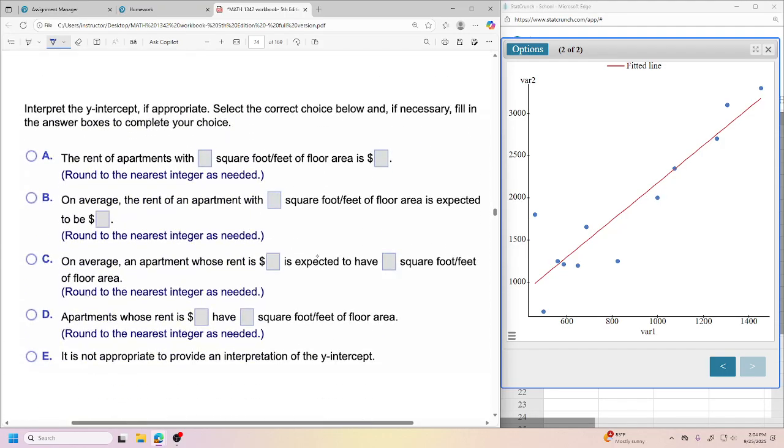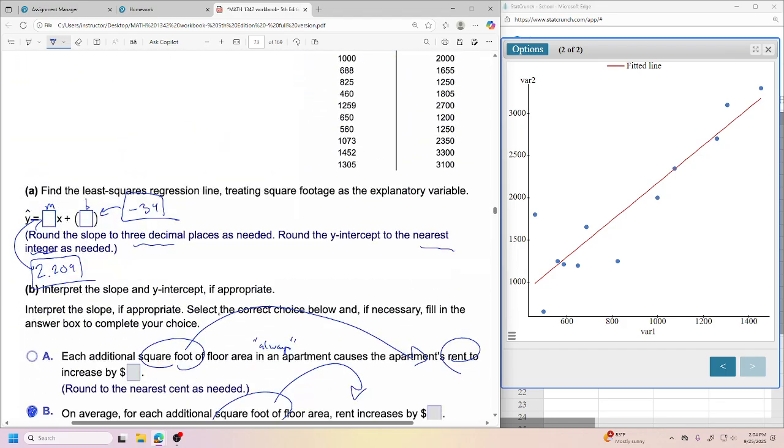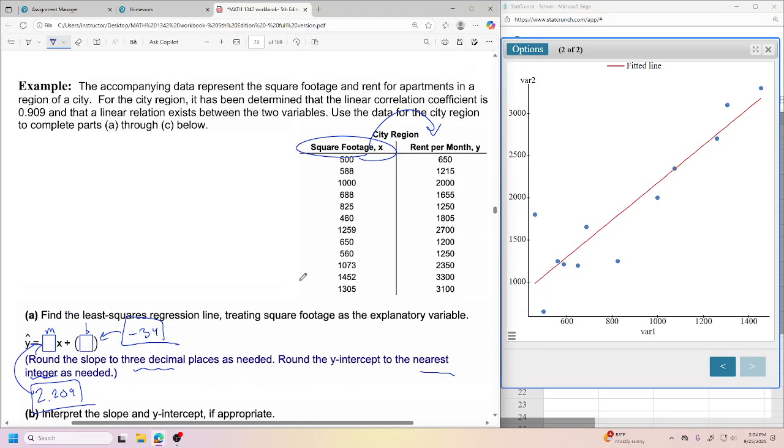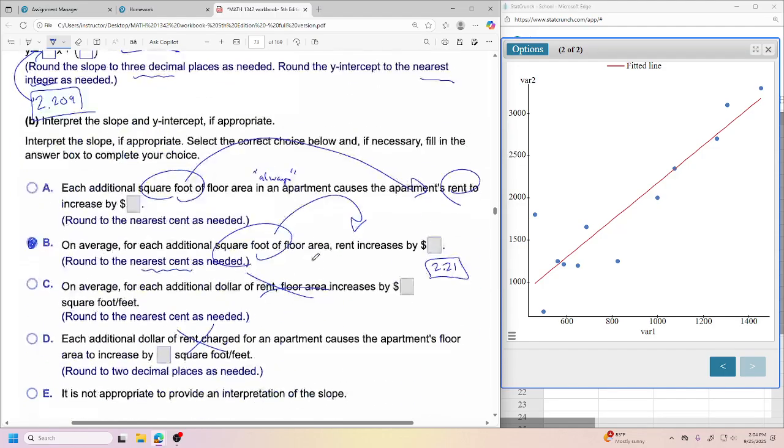Okay, so y-intercept. Remember that this was the start, right? Let me go back to my y-intercept. I want to know what my number was. It was a negative 34. So, okay, let's understand this. I'm going to rent an apartment. That sounds pretty cool, right? It's a nice little apartment, maybe like a studio apartment. I want 0 square feet. And then it's going to cost me negative 34 a month. Just put my name down on the books and pay me $34. Like, that's just so weird.